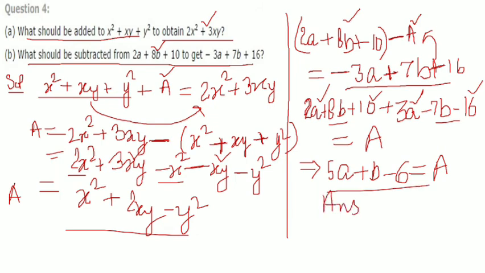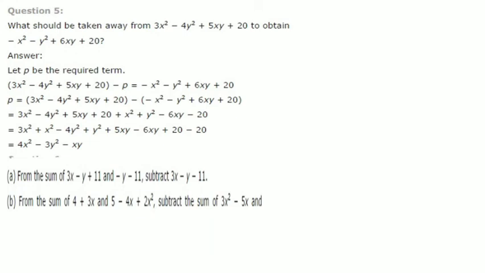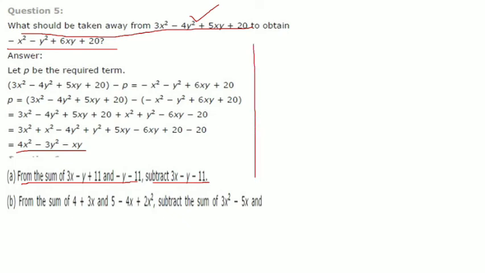In this way, we can solve all the parts of this exercise 12.2. Same way, question number 5, what should be taken away from this to obtain this expression? I have solved and we get this way. Now, come to the last question. From the sum of this and this, we have to subtract 3x minus y minus 11. From the sum means we have to add this and this.